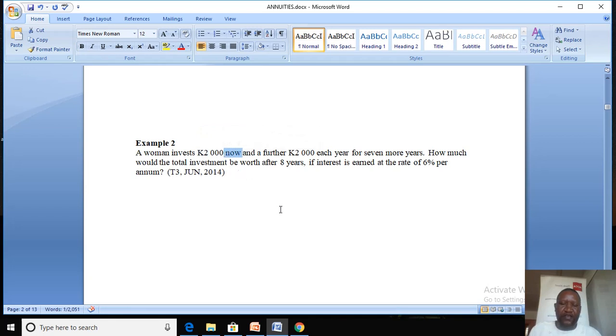Okay, so now what we are noting is that there is a payment of 2,000 that is made now. Now is year 0, it's at the beginning of the period, and a further 2,000. So equal amounts are made each year. So that tells us it's an annuity. If you are making payments every period, that's an annuity. Each year for 7 years, so the total payments are going to be 8 payments: the payment now, which is in the first year, and the further 7 payments. So how much will be in the investment after 8 years? Okay, so let's see the solution.